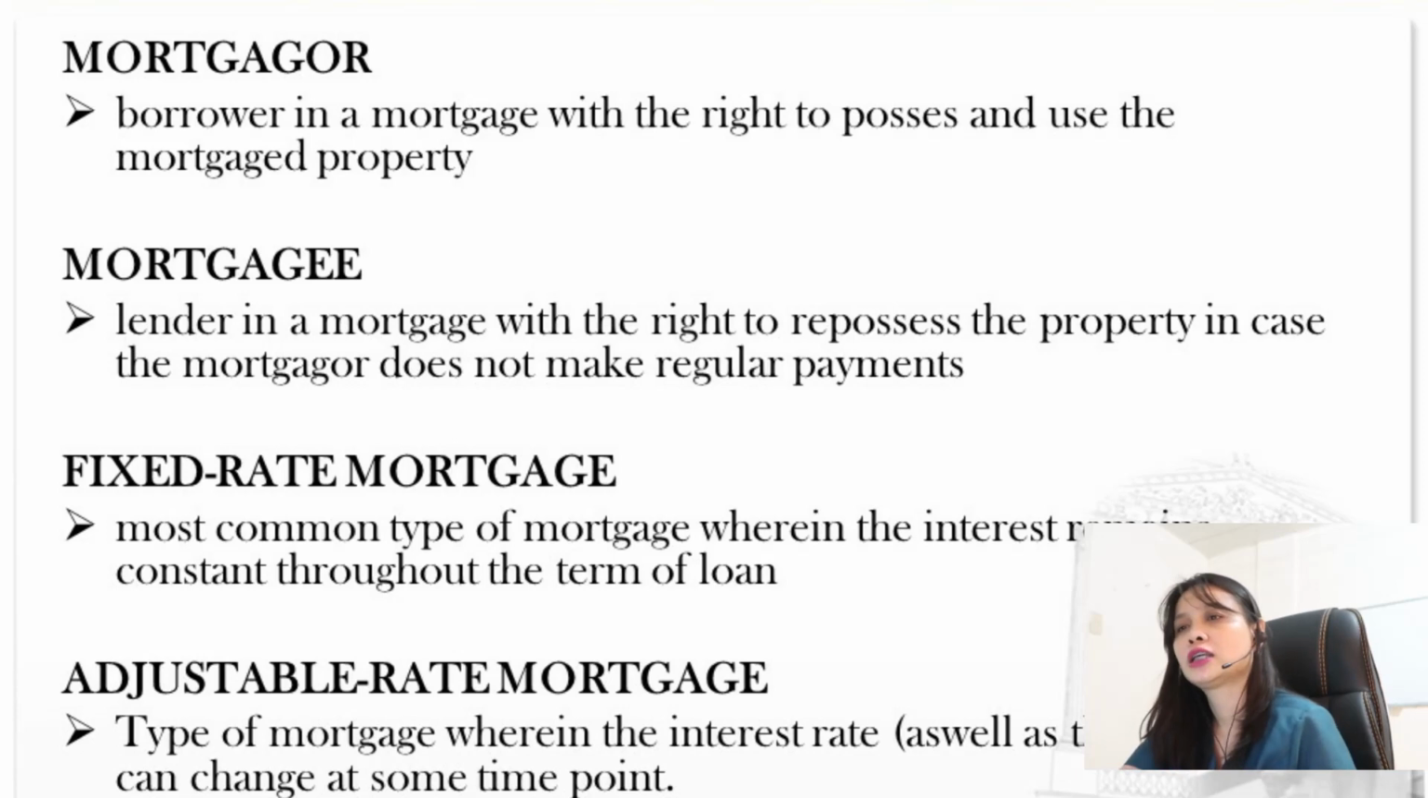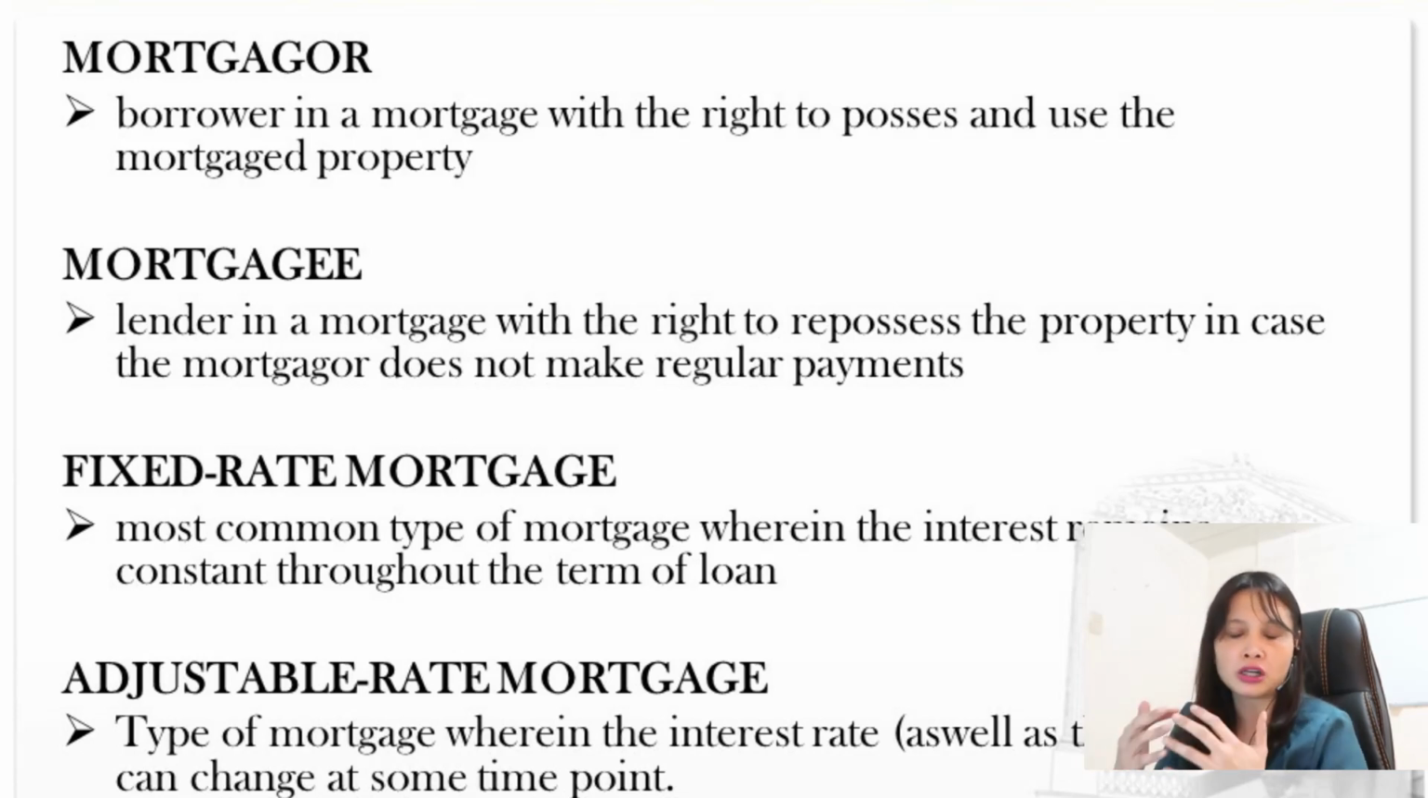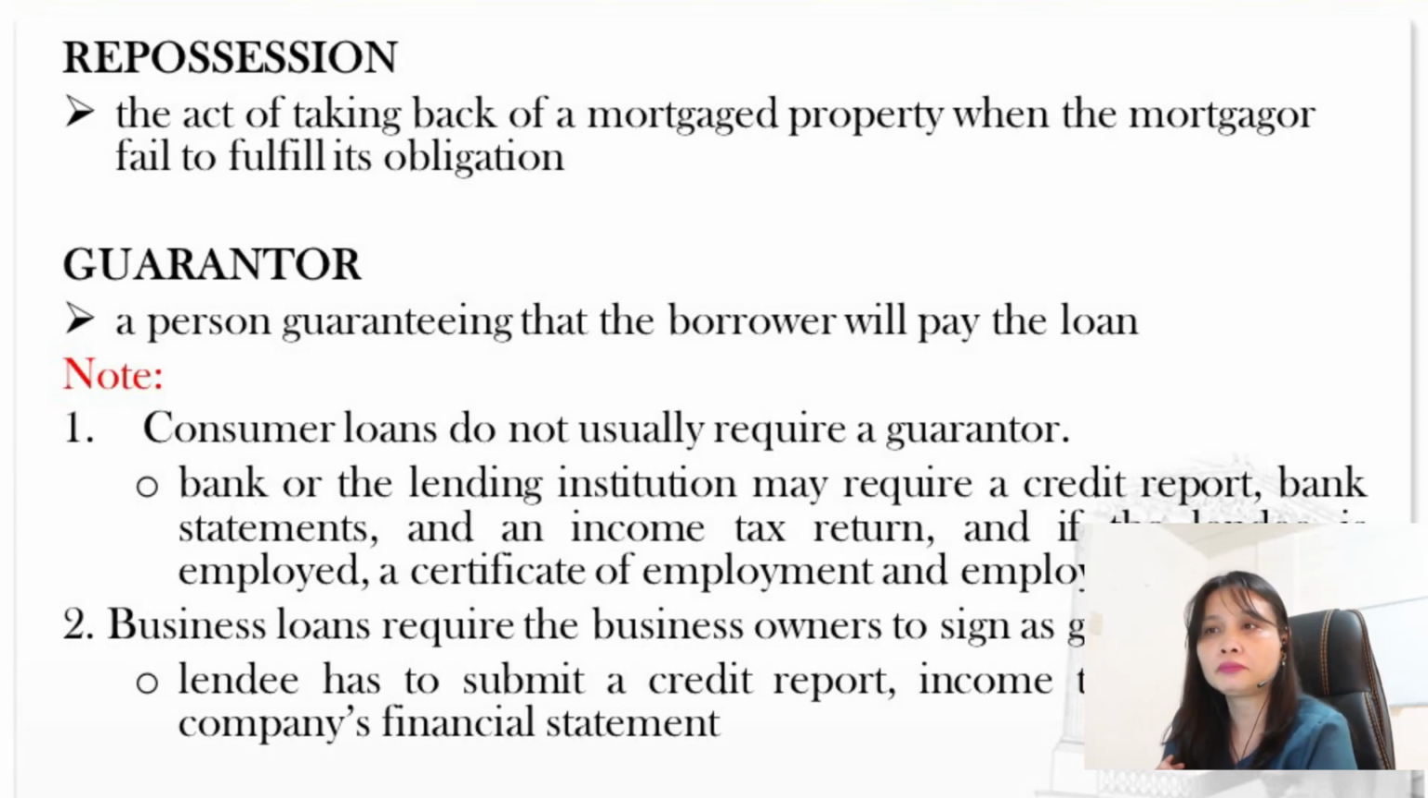Okay. So we have fixed rate mortgage, most common type of mortgage wherein the interest remains constant throughout the term of the loan. Adjustable rate mortgage is a type of mortgage wherein the interest rate as well as the payment can change at some point in time. Okay, so these are the terminologies under amortizations or under business or consumer loans. Okay, what is repossession? Repossession, the act of taking back a mortgaged property where the mortgagor failed to fulfill its obligation.